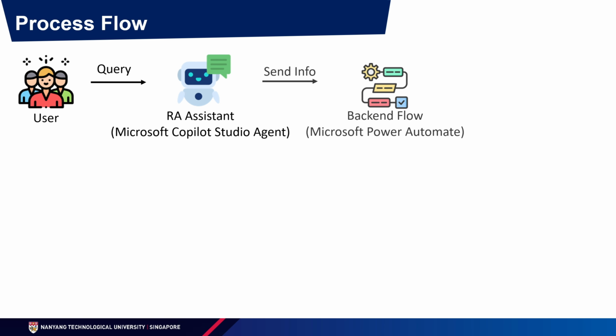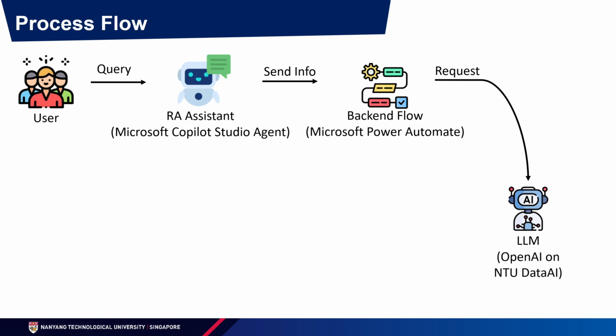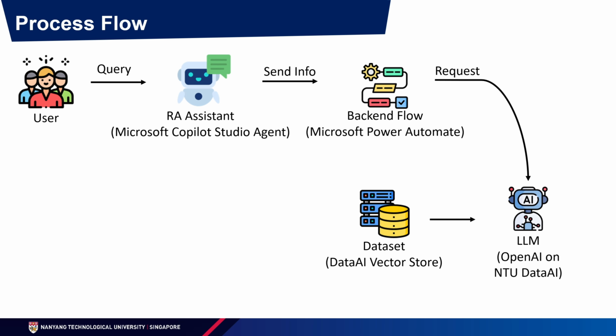The Risk Assessment Assistant then sends this information to a back-end workflow managed by Microsoft Power Automate, which coordinates all the next steps automatically. Power Automate forwards a request to an AI large language model using the NTU Data AI platform. This model is the brain of the system, but its accuracy depends on the data it learns from. The model retrieves knowledge from a dataset stored in the NTU Data AI vector store.